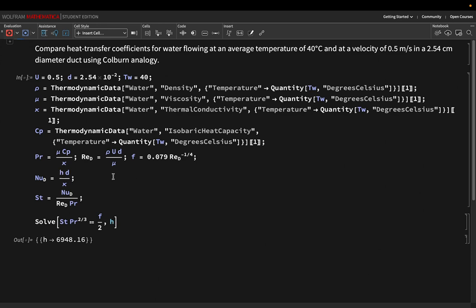All other values are provided in the problem itself, except for the thermodynamic properties, which you can get from any tables from textbooks or from literature. With these values, I got the value of h to be around 6,948. So let's say if the temperature is increased, what would happen? Would it increase or decrease the heat transfer coefficient?